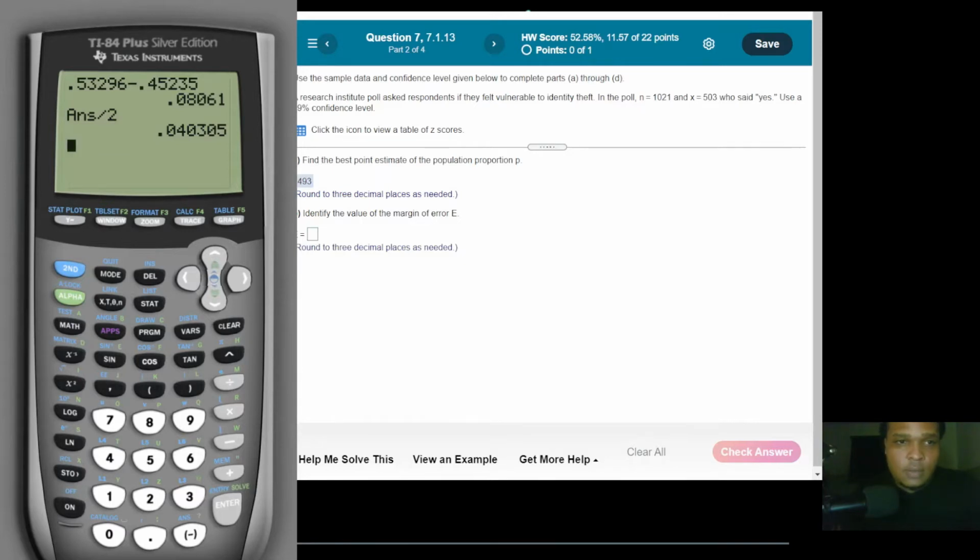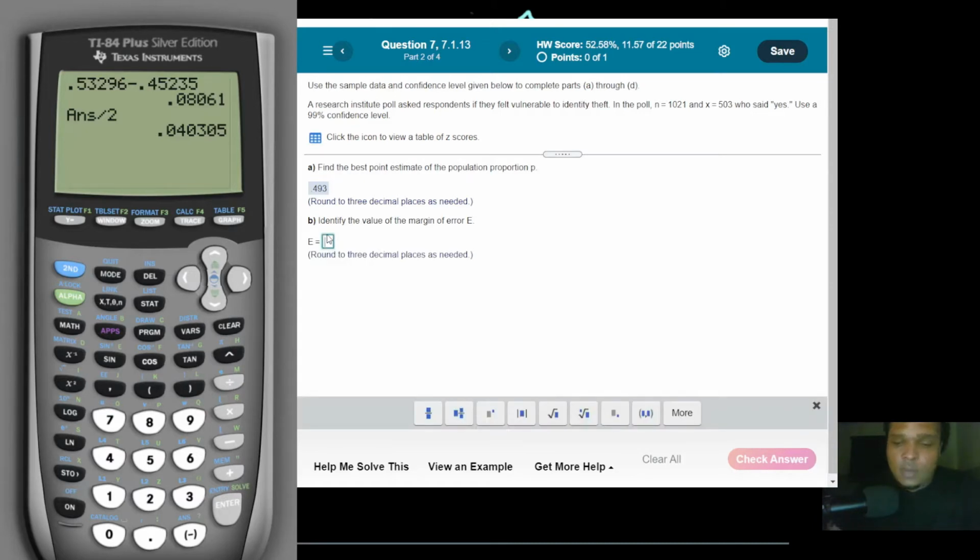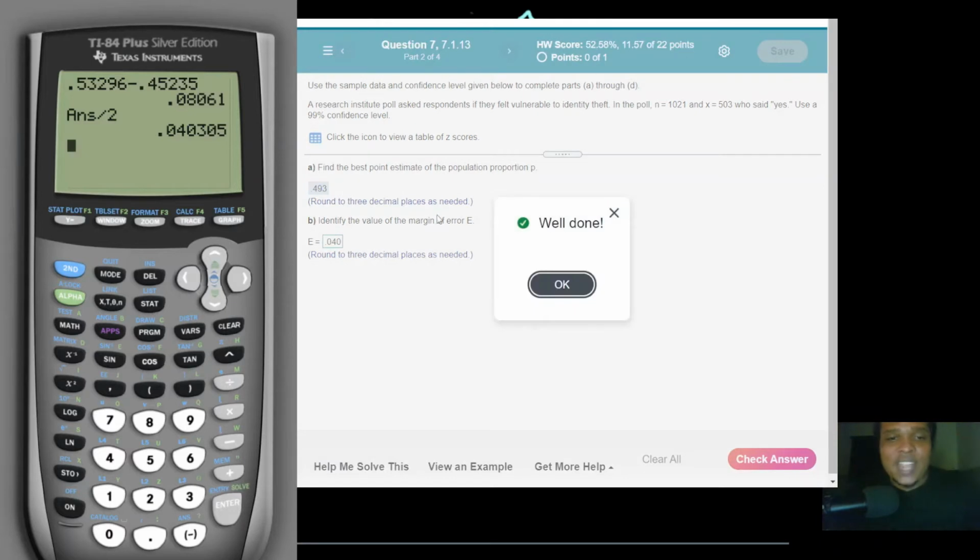All right, let's go back to our window and put our margin of error right here. How many decimals did they want? They wanted 3 decimals. So 0.040. And that should be it. And it is. Well done.